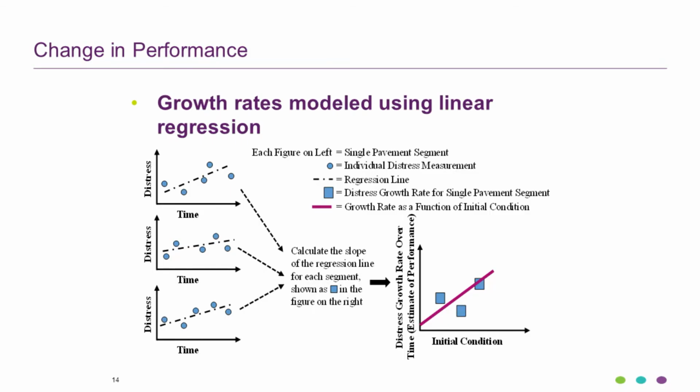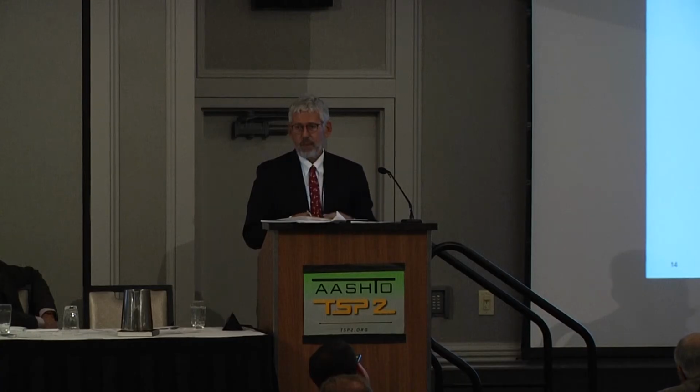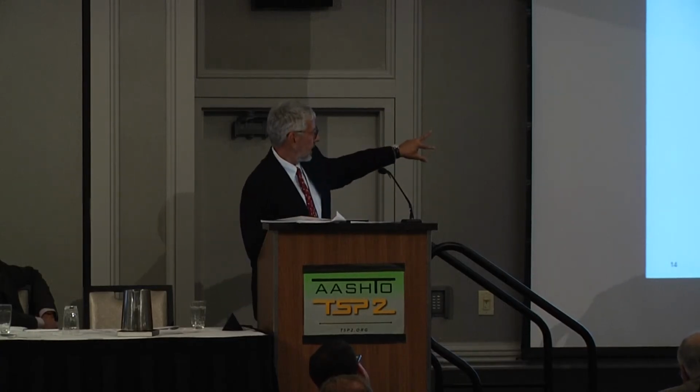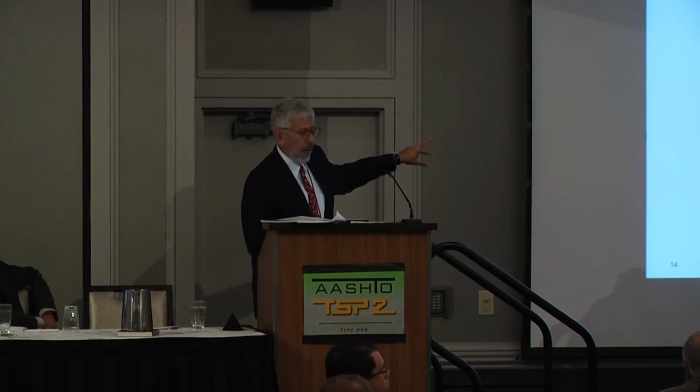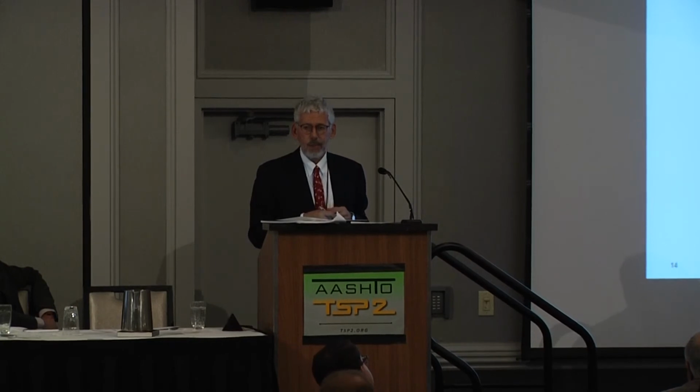We ran for every pavement segment, for every combination of treatment and measure, a regression line. So that was lots of regressions. In this example, there are 3. And once we had that data in hand, there were a number of analyses that we conducted.